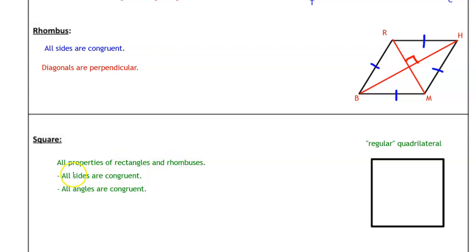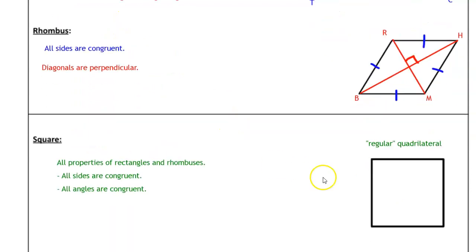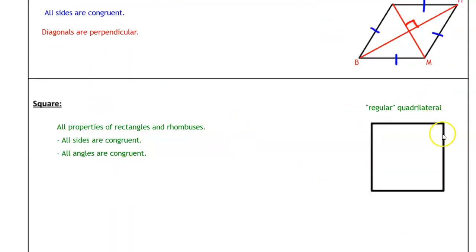So in short, all sides are congruent and all angles are congruent. All the other stuff is true as well. The diagonals are congruent, the diagonals are perpendicular, etc. But I didn't list them there because, in basic terms, we can say the sides and angles are congruent. We also refer to a square as a so-called regular quadrilateral. Remember, regular means all the same size sides and all the same size angles. That's basically what we just said.